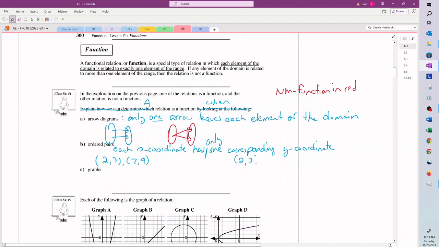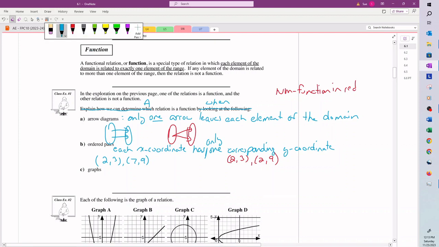2 and 3 and 3 and 9. Oh, sorry, 2 and 9. It's supposed to be a 2. Because then I've, oh, sorry, that needed to be in red. Let me fix that. Okay, so 2 and 3 and 2 and 9. This is a non-function because my input's used twice.